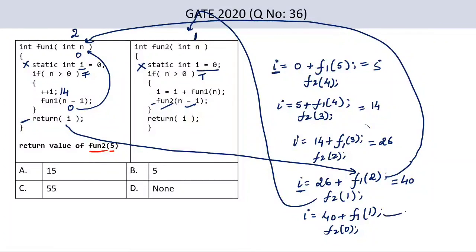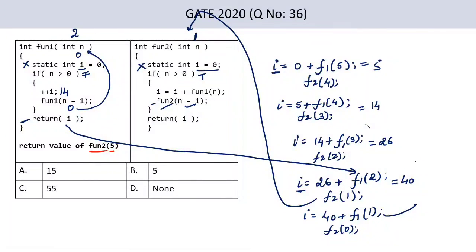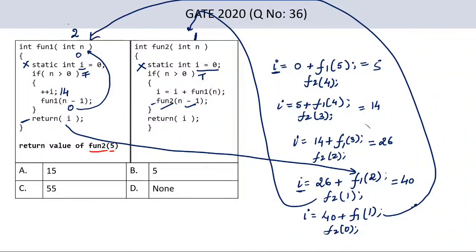So what will happen? I'll call this function 1 with the value 1 now. Fine. So this has become 1. Will I reinitialize? No. Is 1 greater than 0? Certainly true. I'll increment, the current value was 14. I'll increment to 15. I'll again call with 1 minus 1, which becomes 0. Is 0 greater than 0? No. The condition becomes false. I'll come out and return the current value of I, which is 15.